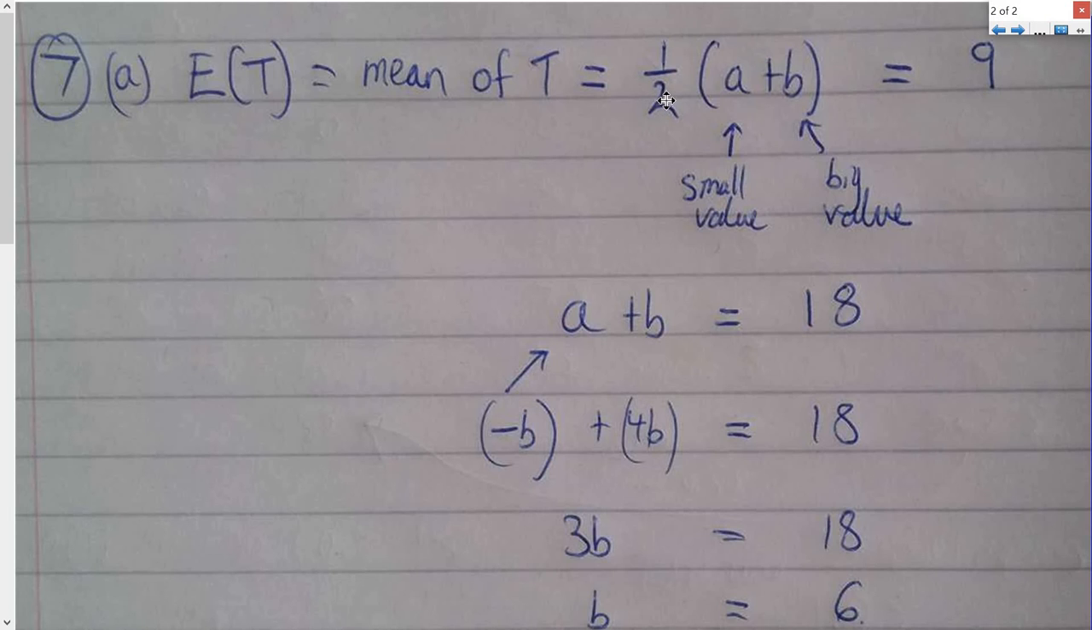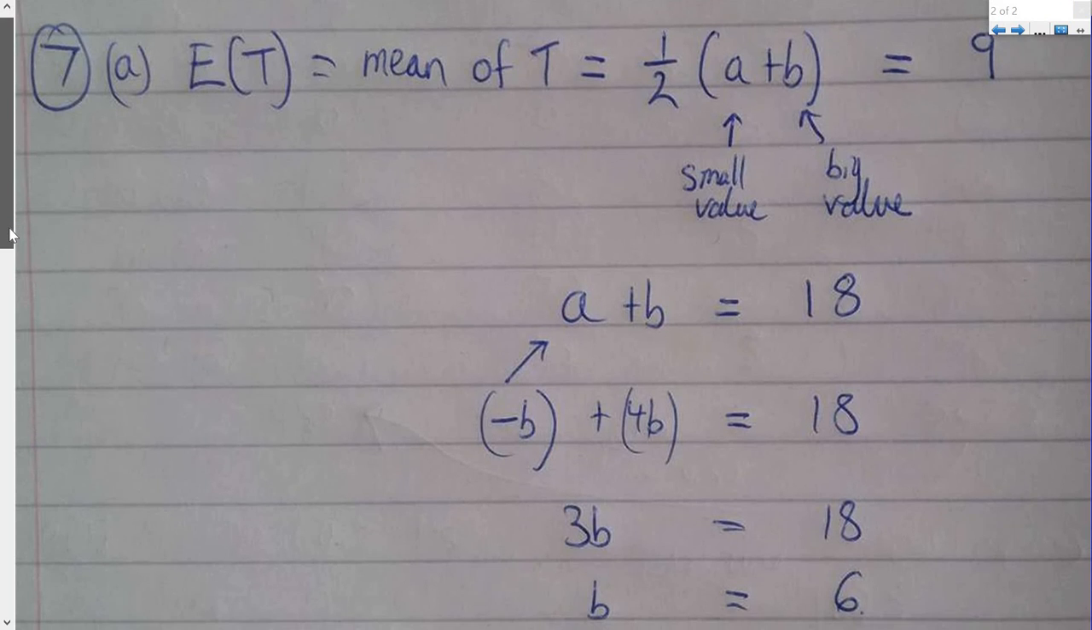Well, to undo that, I'm going to times by 2 on both sides. So a plus b equals 18. Then when we halve it, we get 9. And what were the smallest and biggest values? Well, in that probability notation, we were told that those values of t went from -b up to 4b. So the smallest value was -b, the biggest value was 4b. And if we add those together, we get 18. So a little bit of algebra, -b plus 4b, -1 plus 4, that's positive 3b, equaling 18, which means b equals 6, dividing by 3 on both sides. So that was question 7 part A.